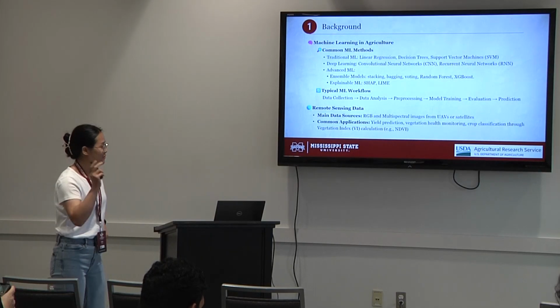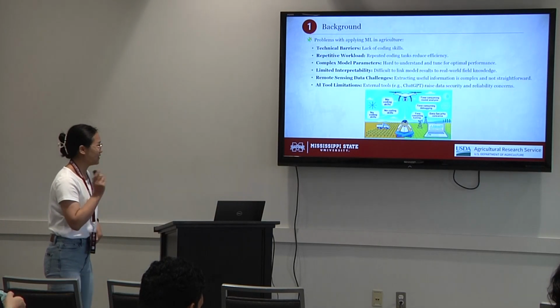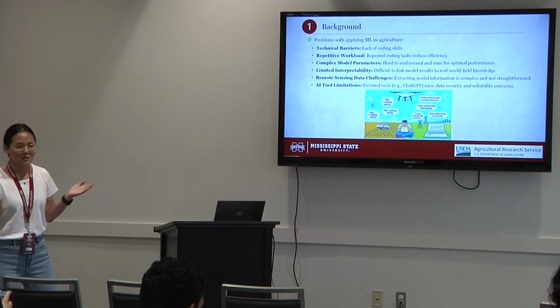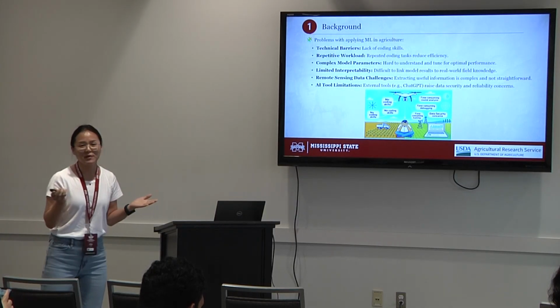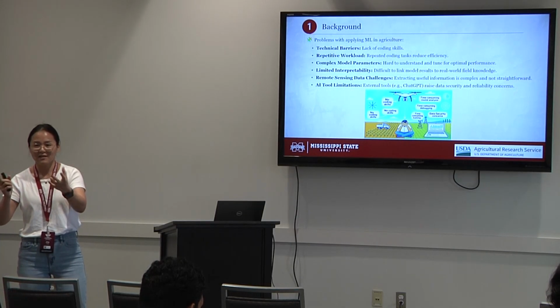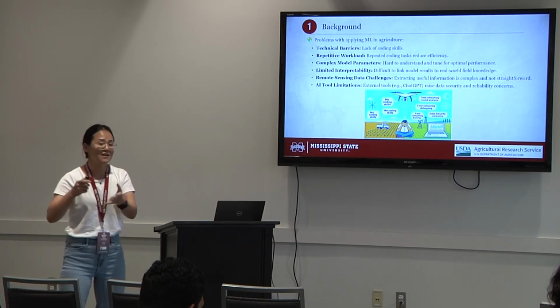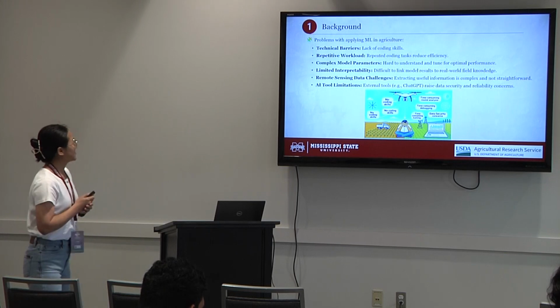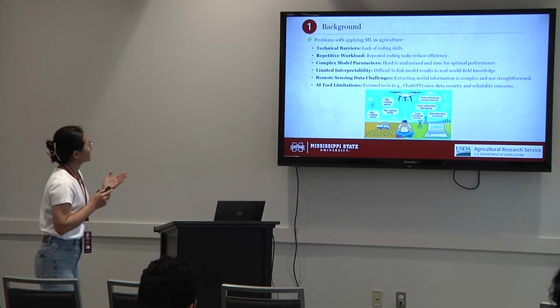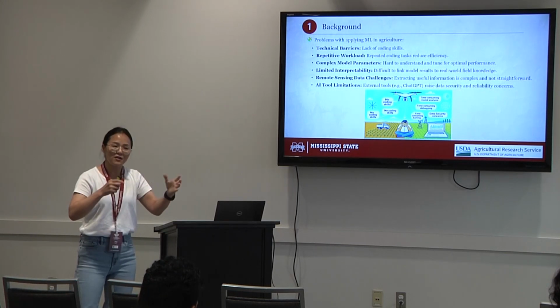But I heard from some people that say, okay, I don't know how to code. And there are so many hyperparameters in different models, right? Which one is best for my performance? How can I adjust it? And also it's a black box for me, how can I explain it, right?